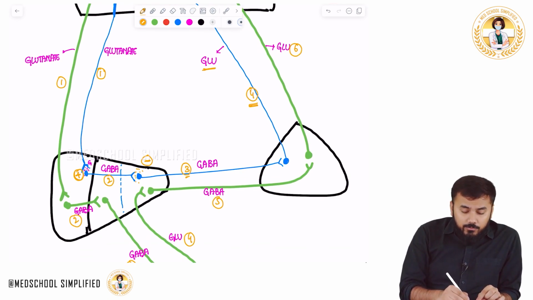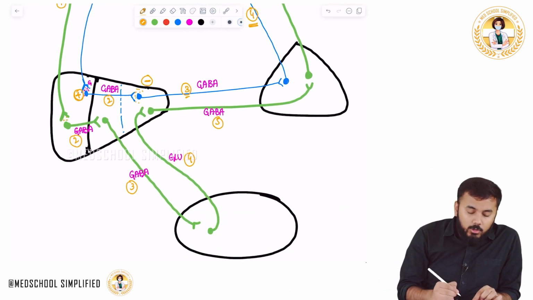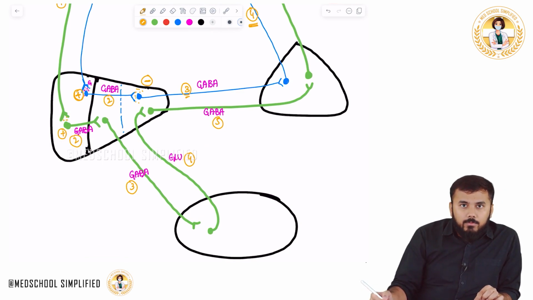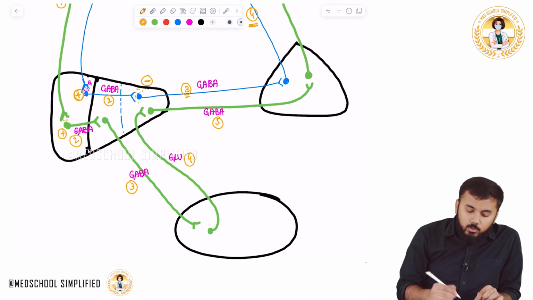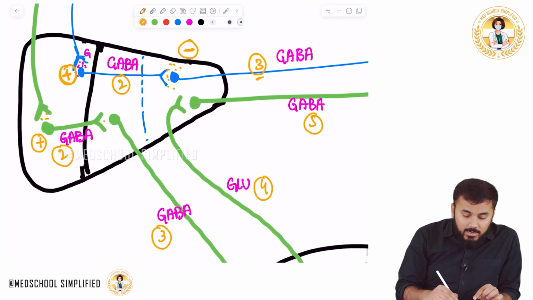In the indirect pathway, first the glutamatergic neuron is activated. If this is activated, this will release what? Glutamate here. And this glutamate will activate your GABA neuron. So obviously the neuron number 2 is also activated. And this neuron number 2, what is it doing? This neuron number 2 will release GABA.